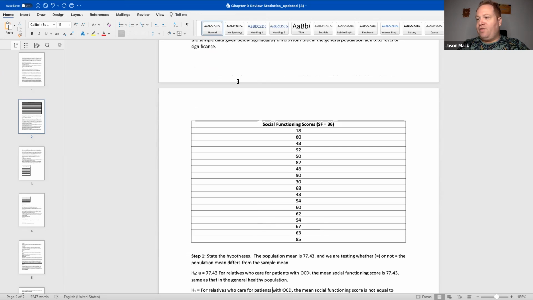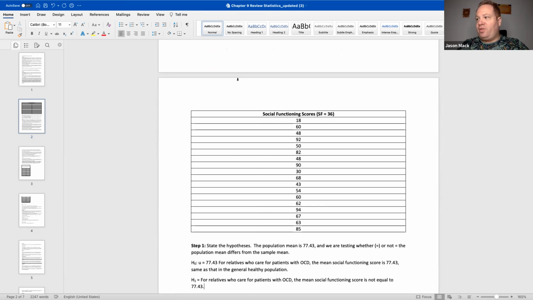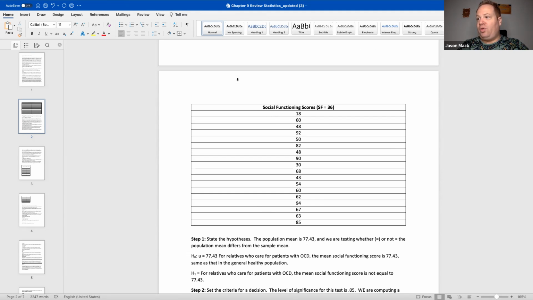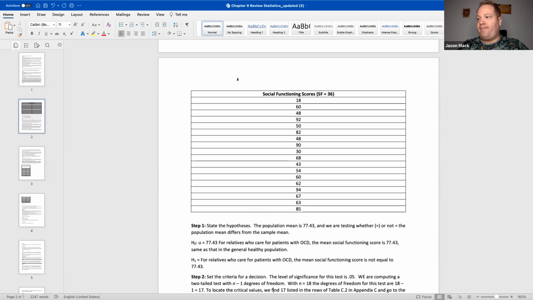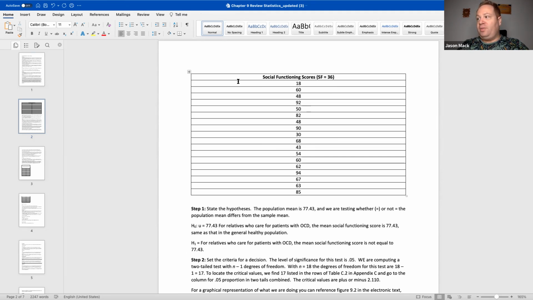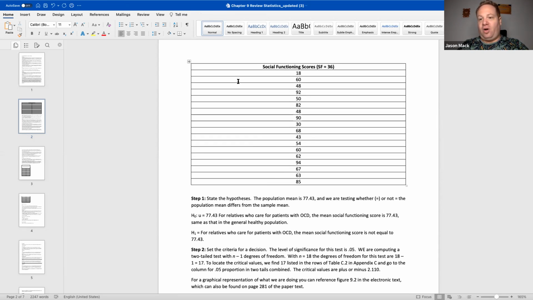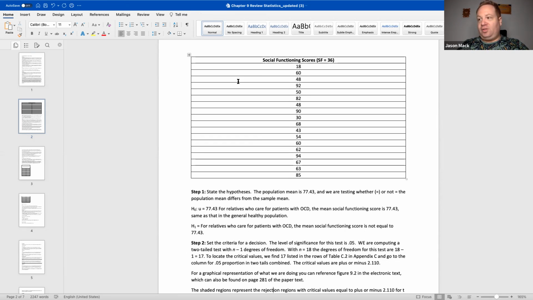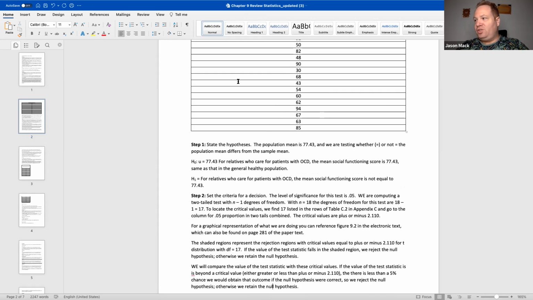First step, we want to state the hypothesis. The population mean is 77.43, and we are testing whether the sample mean is equal or not equal to the population mean. So the null hypothesis is that the mean is equal to 77.43 for relatives who care for patients with OCD. The mean social functioning is 77.43, the same as that in the general healthy population. Again, null hypothesis, no relationship. For the alternative hypothesis, for relatives who care for patients with OCD, the mean social functioning score is not equal to 77.43. Step 2, set the criteria for a decision.